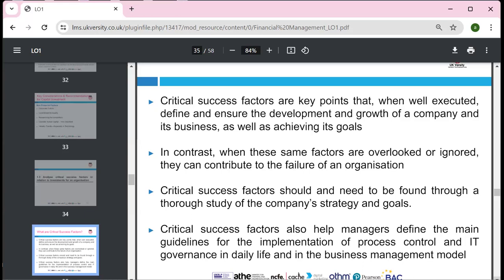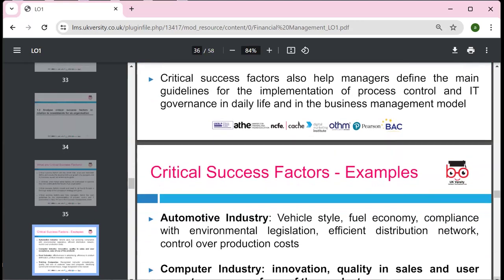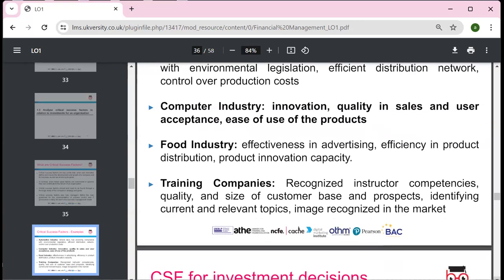Critical success factors need to be found through the study of the company's strategies. Critical success factors help define guidance and implement the process of control, IT, and all of this. In the automotive industry, we can look at vehicle style, fuel economy, compliance with environmental legislation, efficiency, distribution and network. In the computer industry, the quality of sales and user acceptability. In the food industry, the effectiveness of advertising and efficiency. In companies, recognizing the inspector competency and quality.